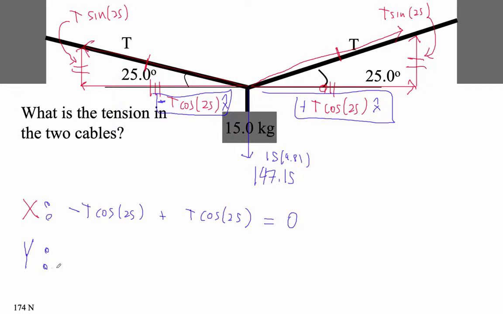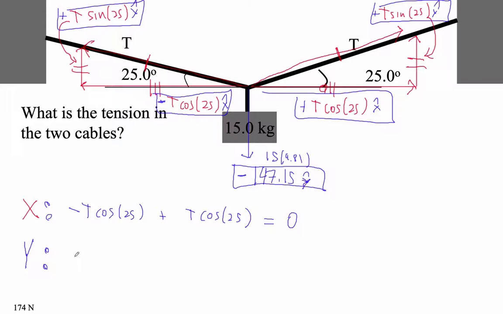Okay. All right, so let's look in the y direction. So this guy's positive in the y direction. Right, this guy's positive in the y direction. This guy's negative in the y direction. And this one will be solvable. All right, so plus T sine 25 minus 147.15 plus T sine 25 is 0.